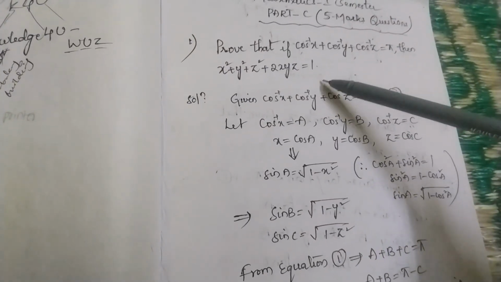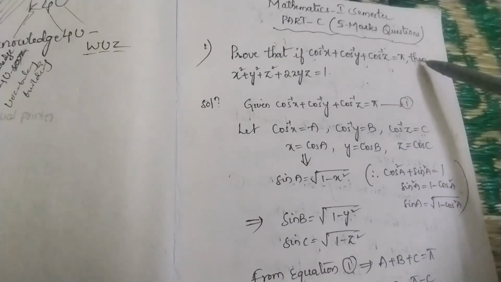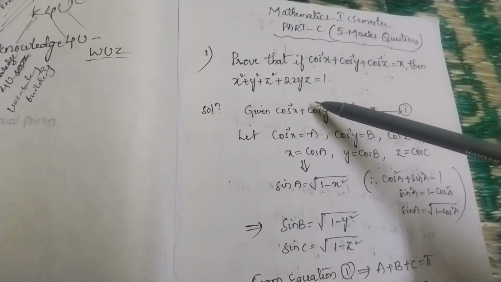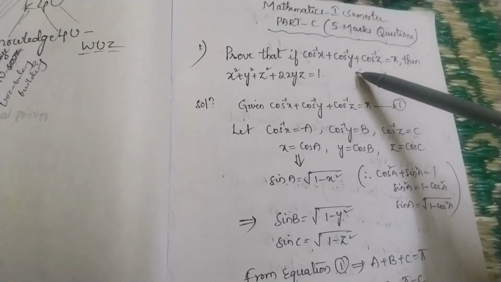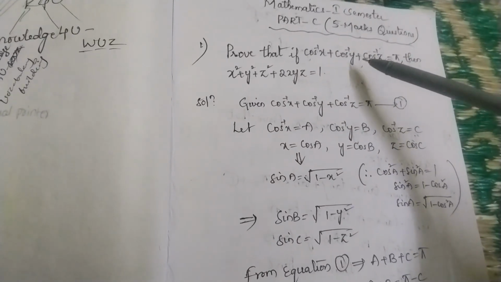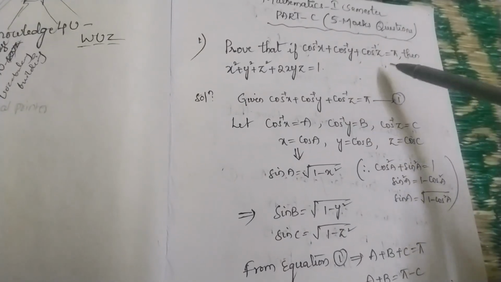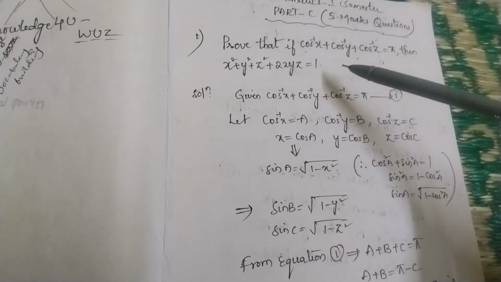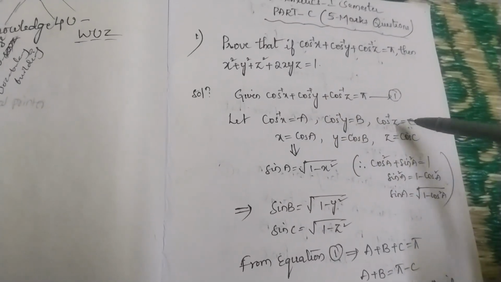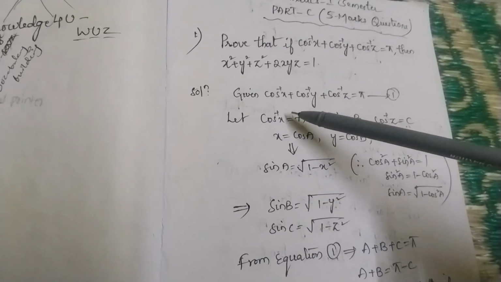The first question is: prove that if cos inverse x plus cos inverse y plus cos inverse z is equal to pi, then we have to show that x square plus y square plus z square plus 2xyz is equal to 1. See, already in the question it is given that cos inverse x plus cos inverse y plus cos inverse z is equal to pi. So for each term, cos inverse x we take as a, cos inverse y we take as b, and cos inverse z we take as c. Then it is an inverse trigonometric function.